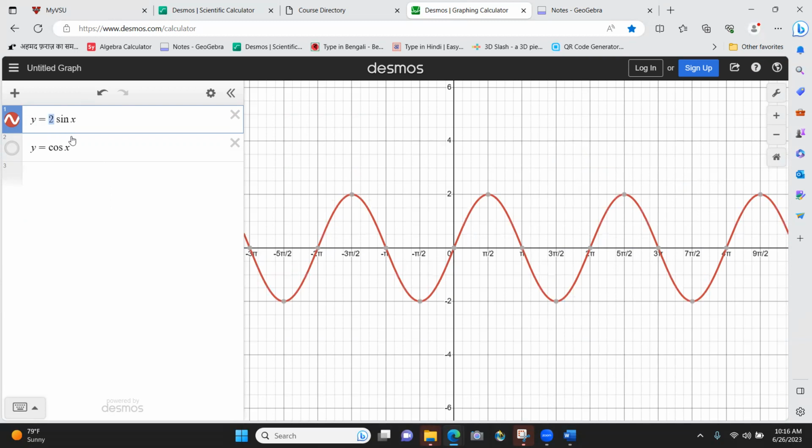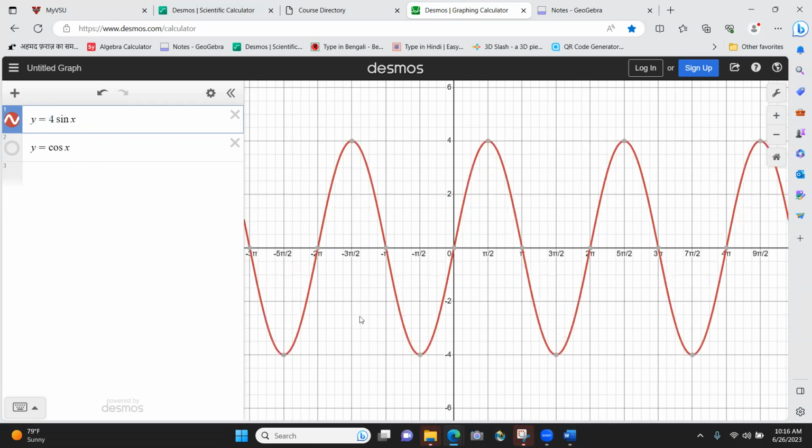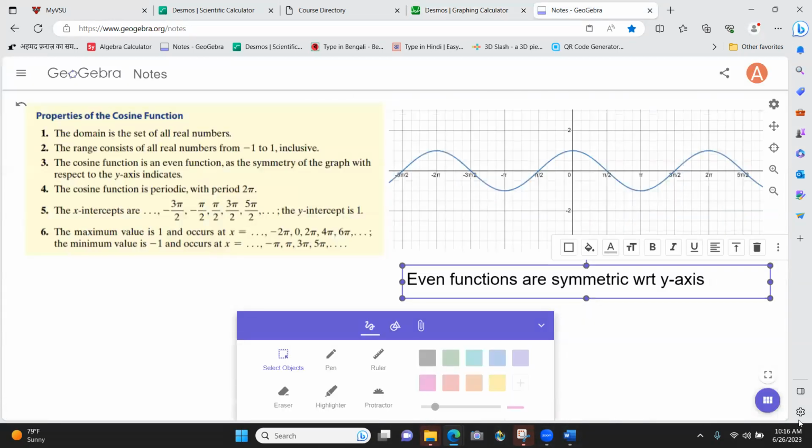What about 3? And at this point, let's do 4. If you do it by 4, it's called a vertical stretch. It seems like they're stretching the function up and down vertically. And this peak, the maximum value, how high it is from the x-axis, is called the amplitude. Okay, so we're going to write it here. We're going to go to a new slide.